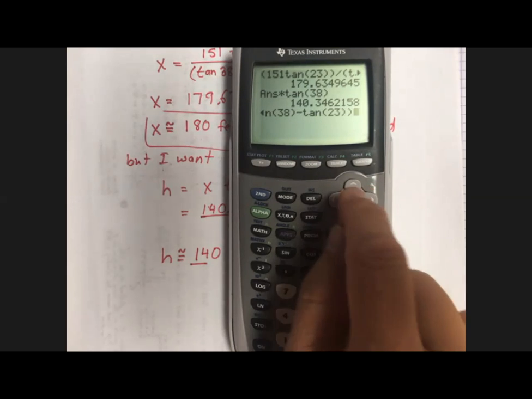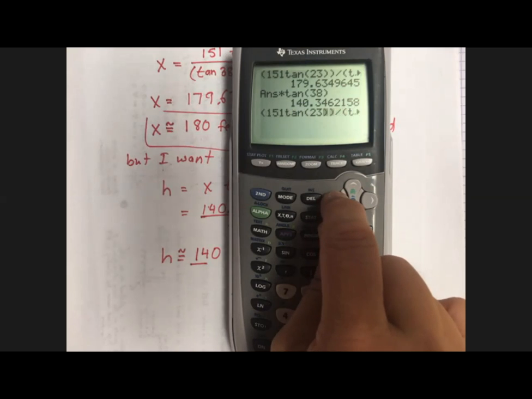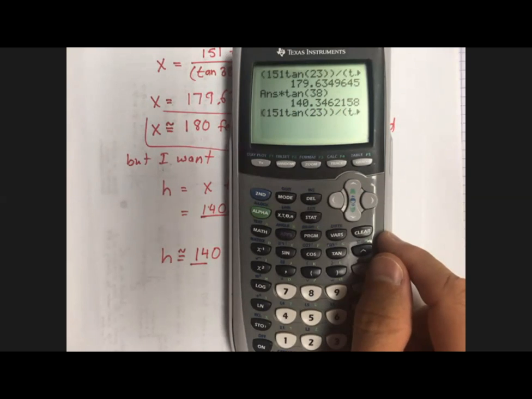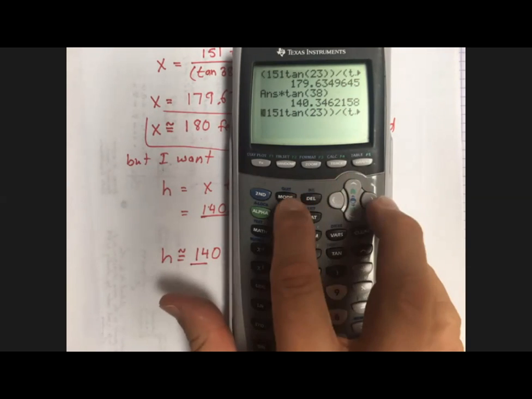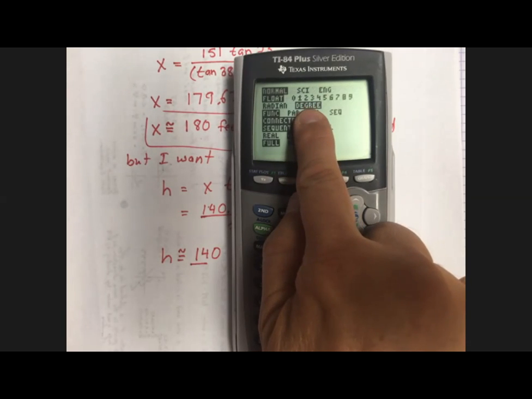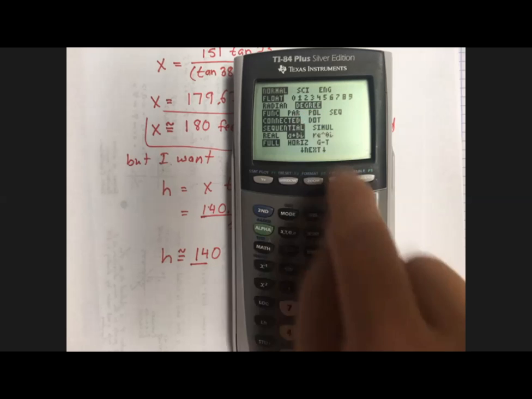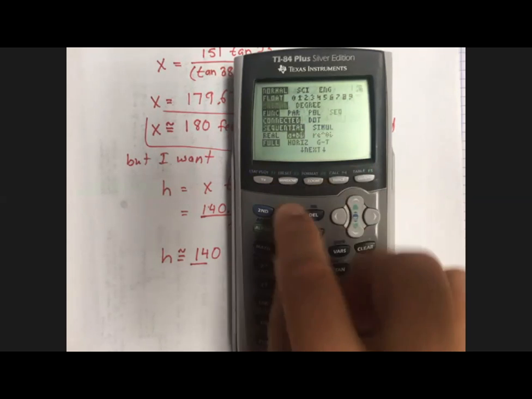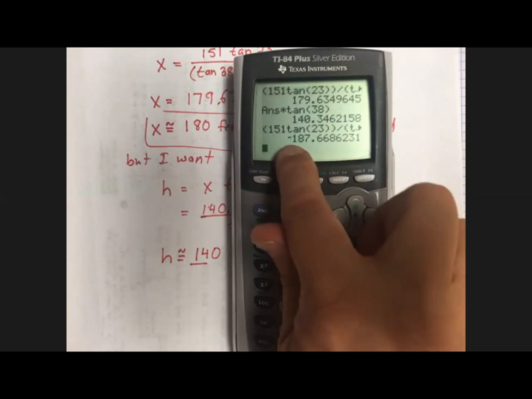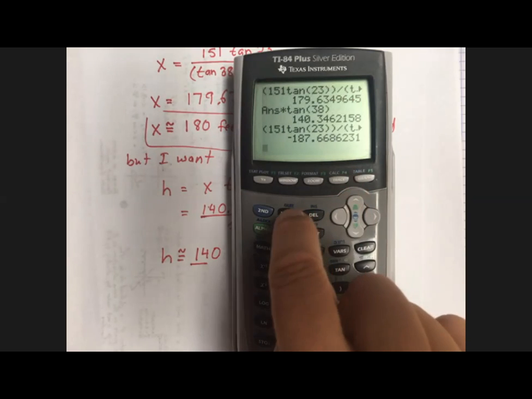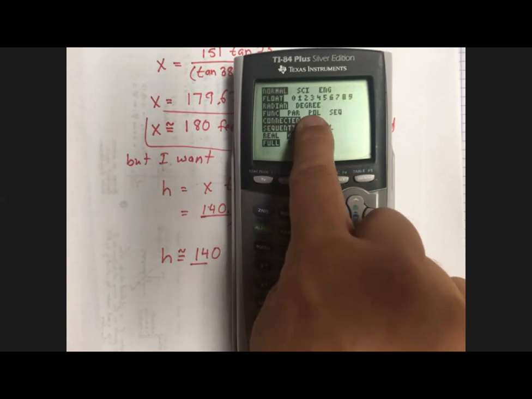I can arrow back and forth. What did I put on top of this fraction? 151 tan 23. Now, one more time, could you get a negative number for another reason? Yes. Are you sure that you're in degree mode? So press your mode button, make sure you're in degree mode. If you're in radian mode, I don't even know what would happen. We haven't done radians yet, but I could ask the calculator what would happen in radian mode: negative 187. Are you getting the negative 187 exactly? Good. Okay, so right now, make sure we're in degree mode.